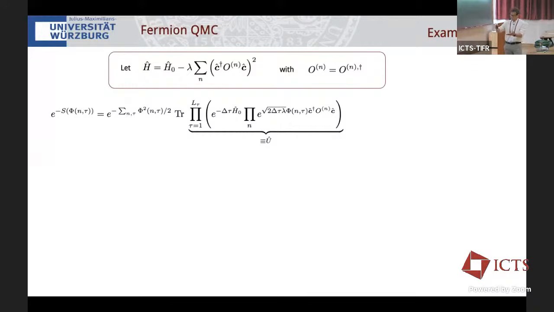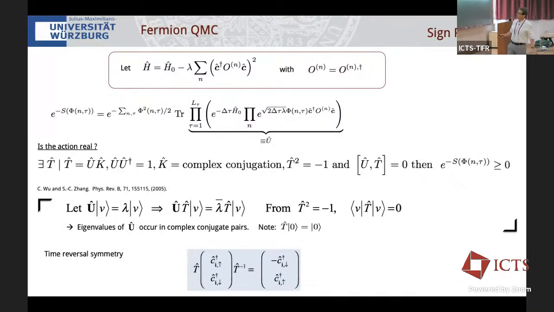So you slice up your time from zero to beta into small delta tau intervals. You do your Gaussian integration to decouple this term with this field. This was the field phi which I had before, and this couples to this one-body operator. So at this point, you can integrate, because all the operators are bilinear, these are single-body operators, you can integrate out the fermions here and you will get a huge determinant.